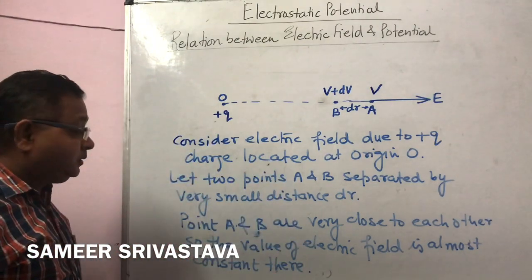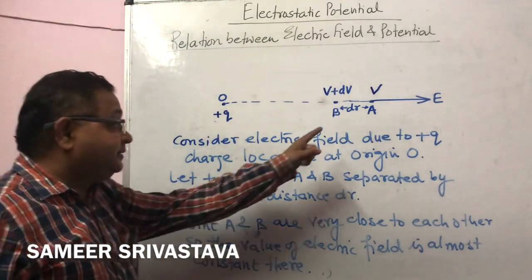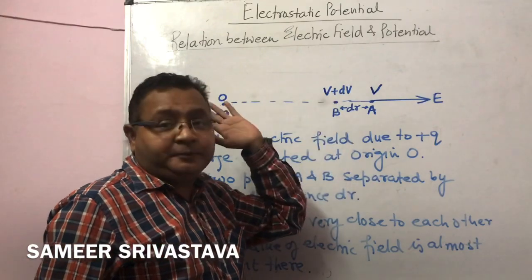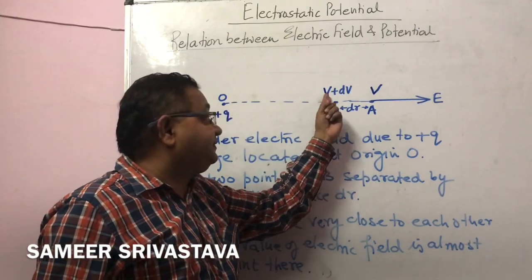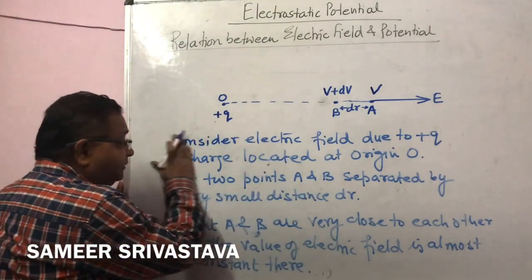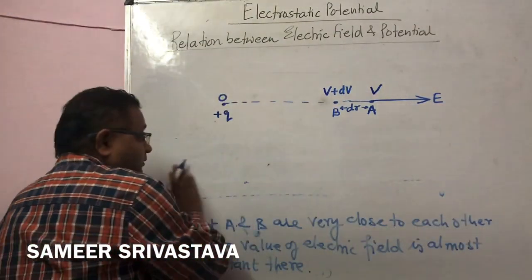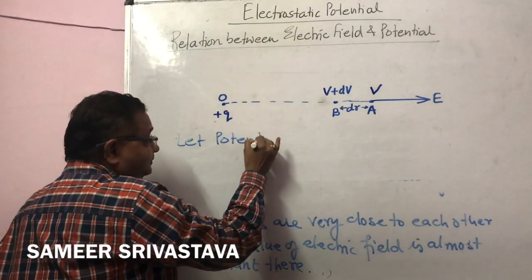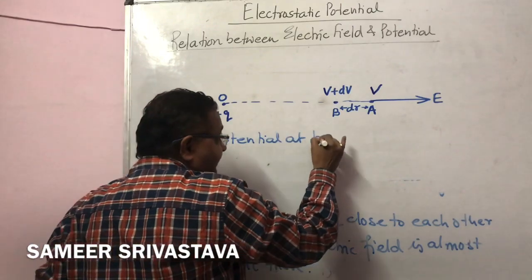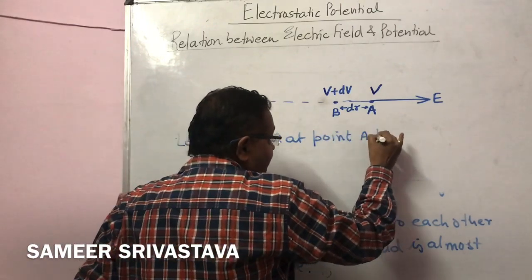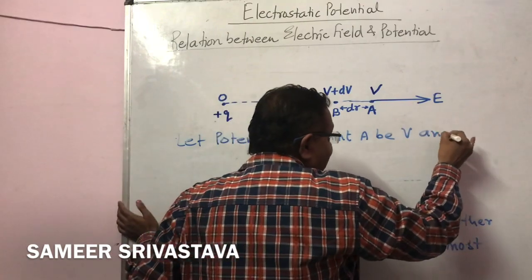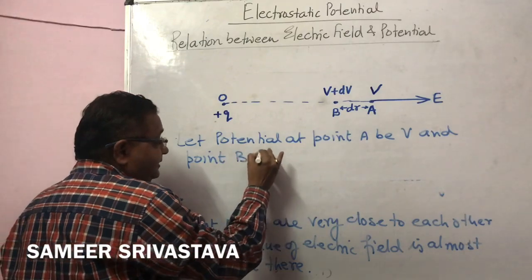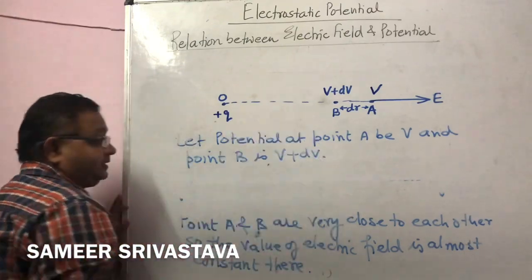Now, what is our next assumption? We have assumed the potential at point A is V and the potential at point B is a little more, that is V plus dV. Let the potential at point A be V and at point B be V plus dV.